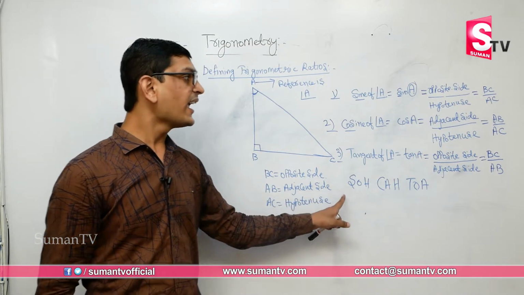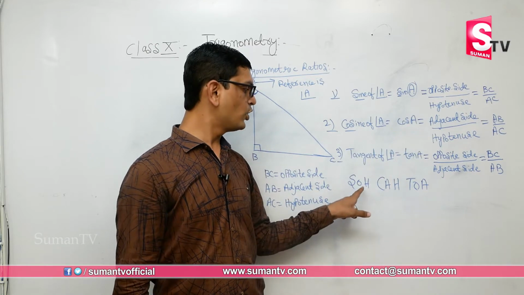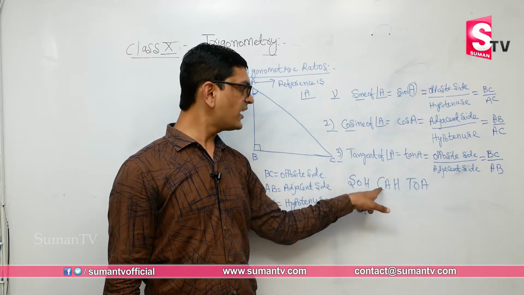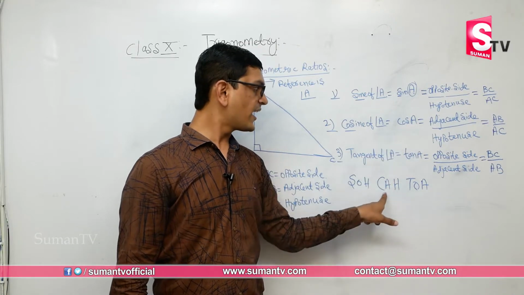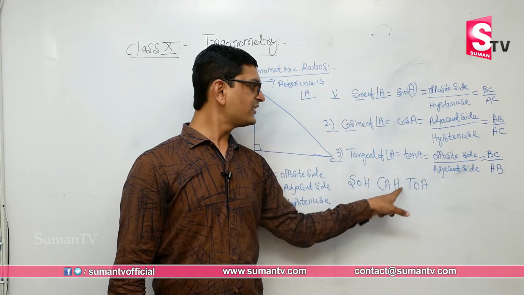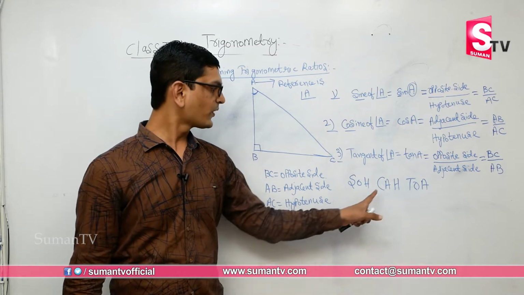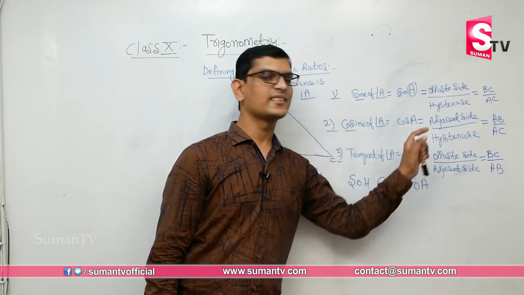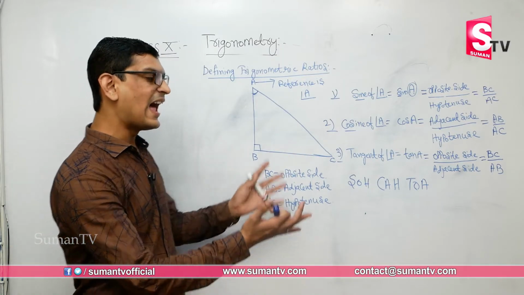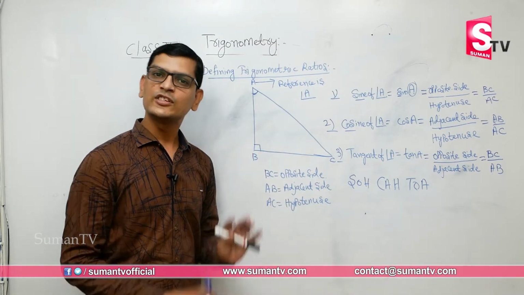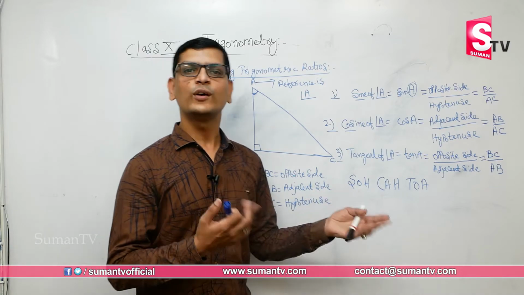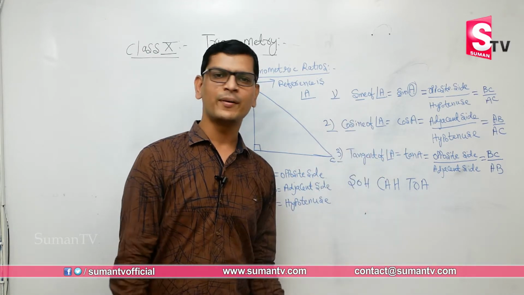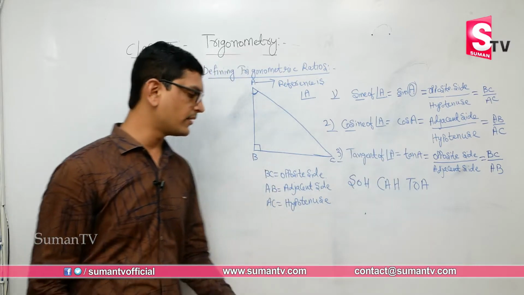Once again, I repeat: S is sine, O is opposite, H is hypotenuse; C is cos, A is adjacent, H is hypotenuse; T is tan, O is opposite, A is adjacent. So, SOH, CAH, TOA. This is the conventional method which I follow for remembering, and if you follow it properly, I think you can also remember. Otherwise, you can remember the normal way also.